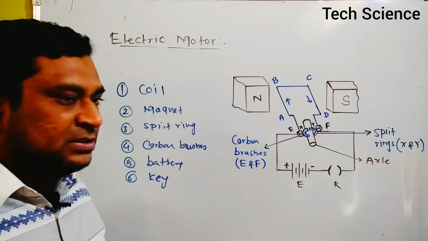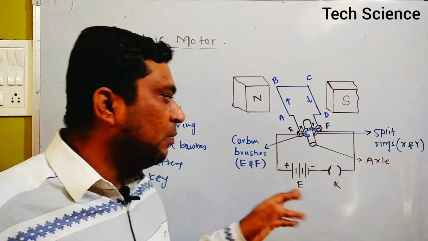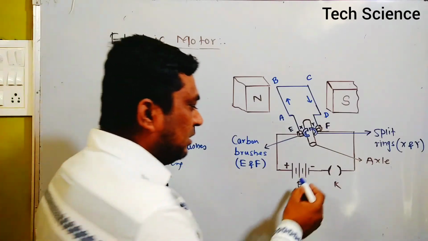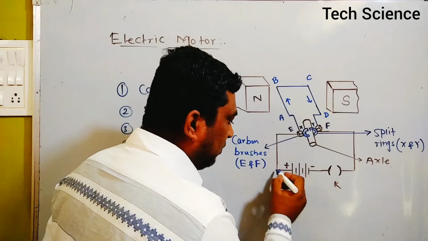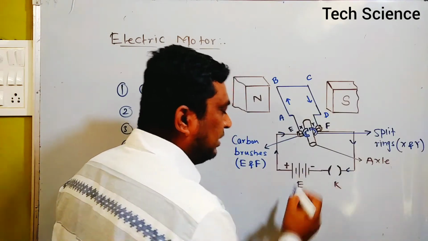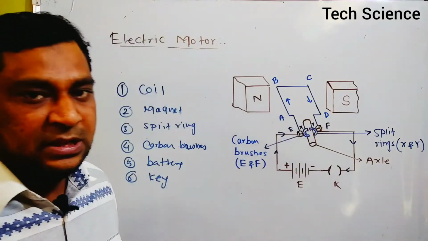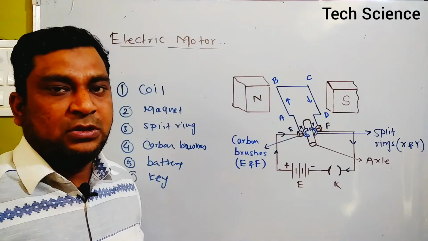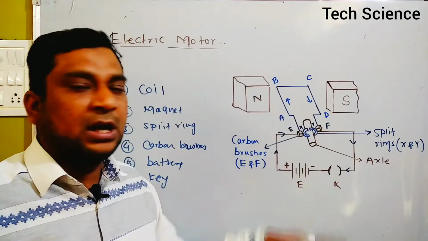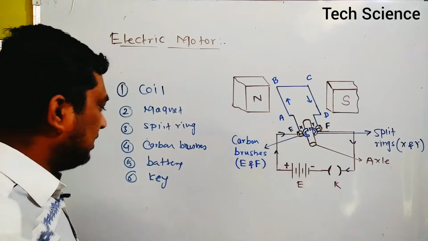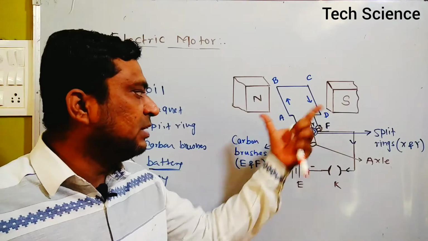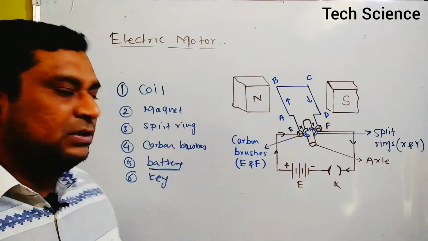What is the function of carbon brushes? They are used to press the split ring commutator, as well as connect the remaining circuit, this wire and this battery. So the current passes and moves toward the coil ends through these carbon brushes. So actually they have two functions. First, they press the commutator, and second, current from the battery passes through the carbon brushes to the remaining circuit. And second last, what is the battery? Of course, it is used to supply the current to this armature coil. And what purpose is the key used for?